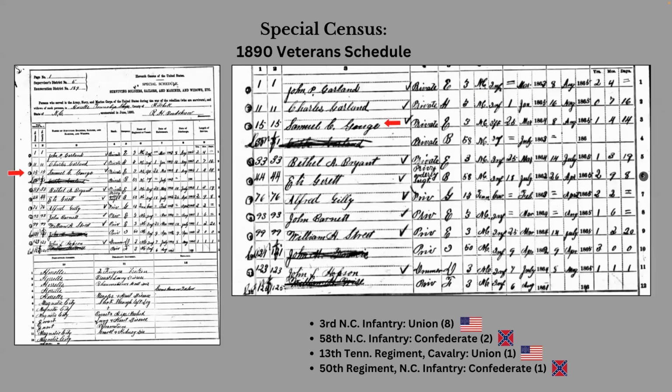So here's what the 1890 schedule looks like if it's blown up. This is the top part. This is this part right here.